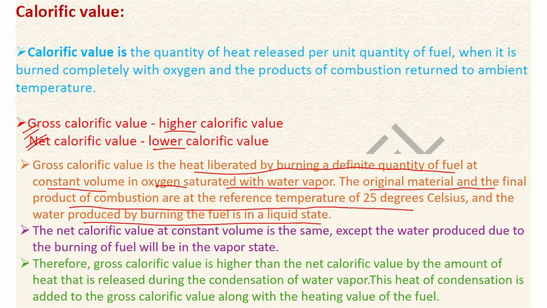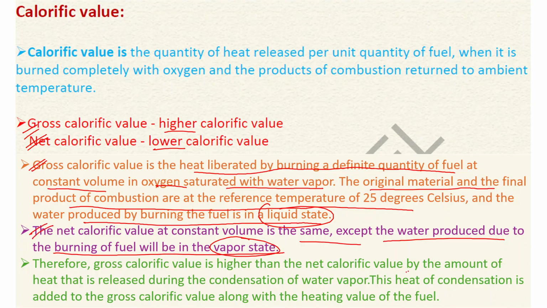So the net calorific value at constant volume is the same. This is the gross calorific value, but what is the difference in net calorific value? It is also the same, except the water produced due to the burning of fuel is in the vapor state. Here it is in the liquid state, here it is in the vapor state. Therefore, the gross calorific value is higher, as we can see here, compared to the net calorific value.